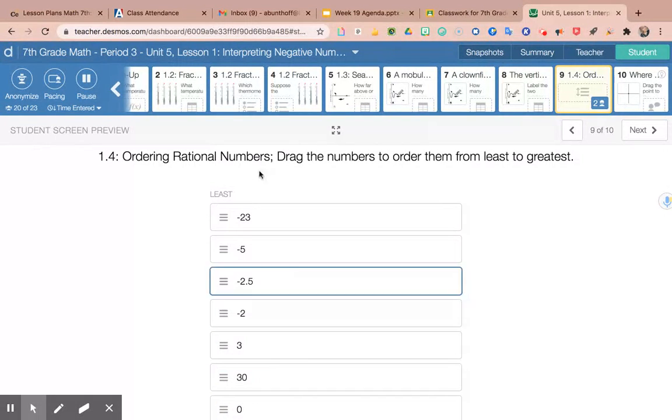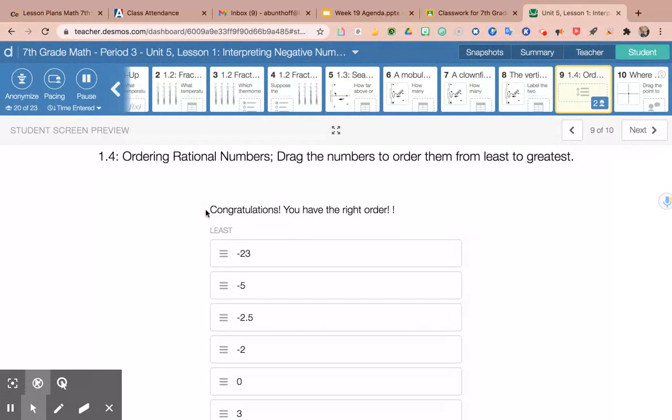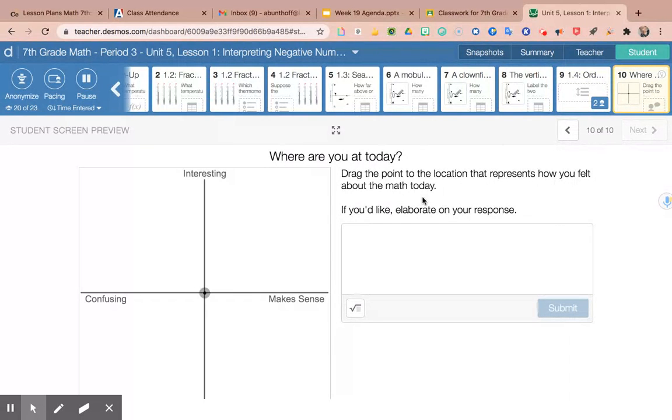When you sort them all correctly, you should actually see a message that says, congrats, you sorted them all correctly. It looks like this. It says, congrats, you have them ordered correctly. You are looking for that message because I'm going to base it on whether you worked it out until you got it correct. And then number 10, you're going to want to make sure you answer this one as well.